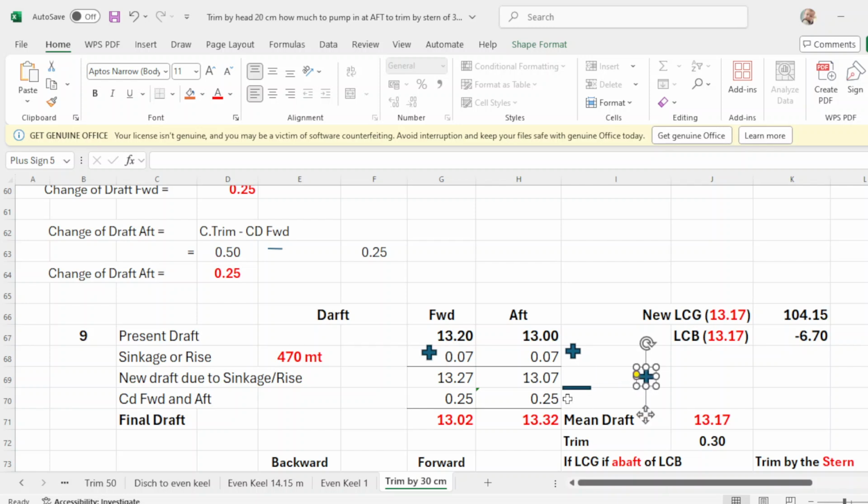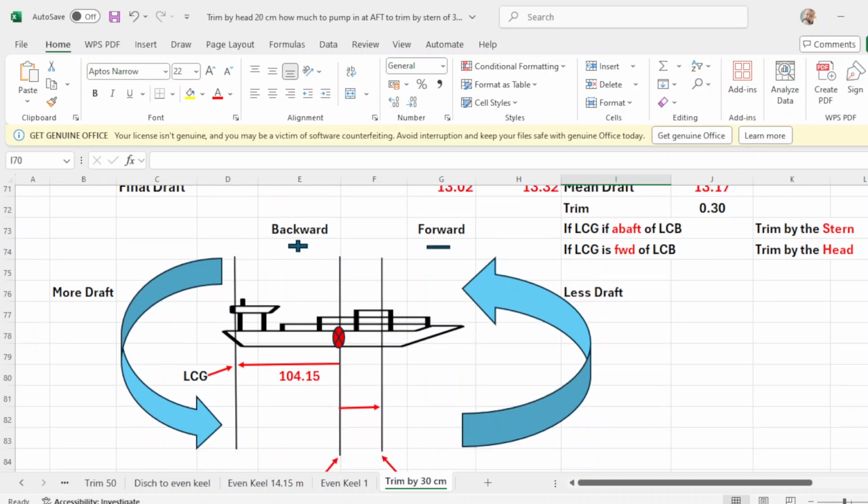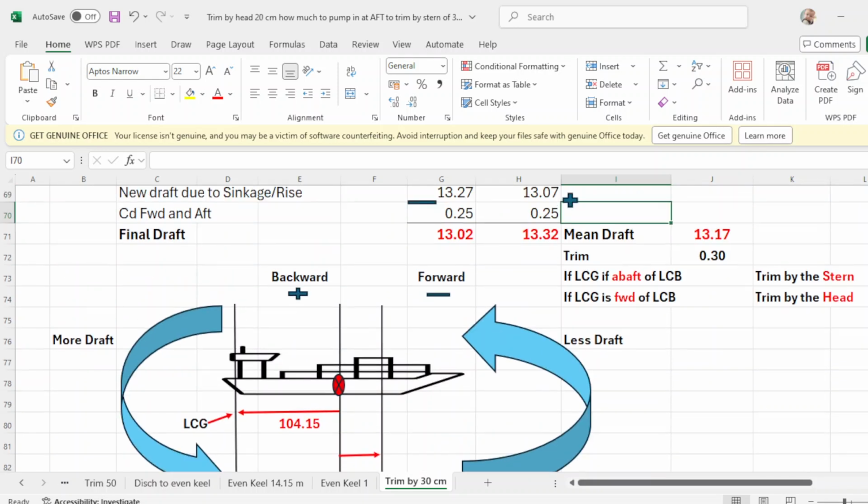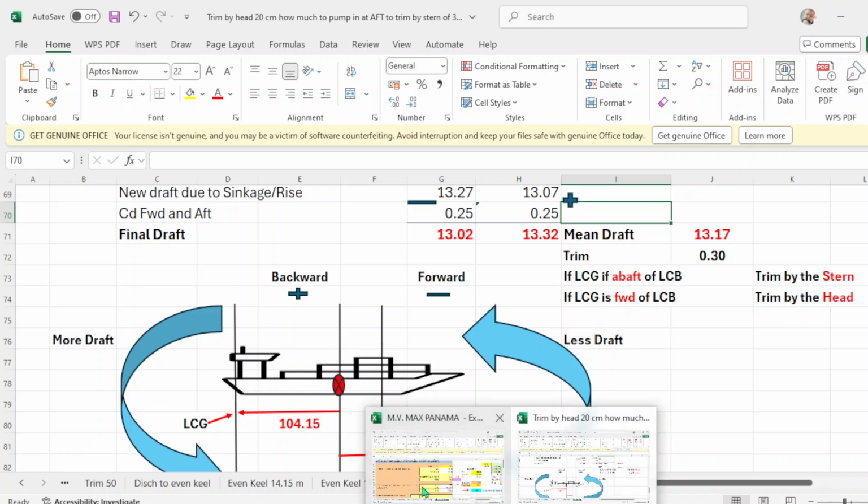This is now the reverse. Okay, this should be minus, and this should be add. Because you're adding weight in the after peak, you add the change of drop up, that will be 13.32, and forward you deduct this one, that will be 13.02. In this diagram, take note of your mean drop. Your mean drop is 13.17. Go to your hydrostatic table.